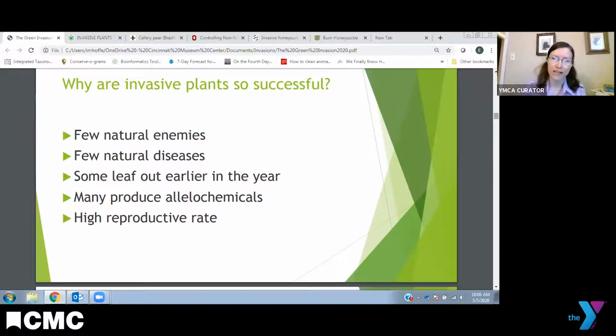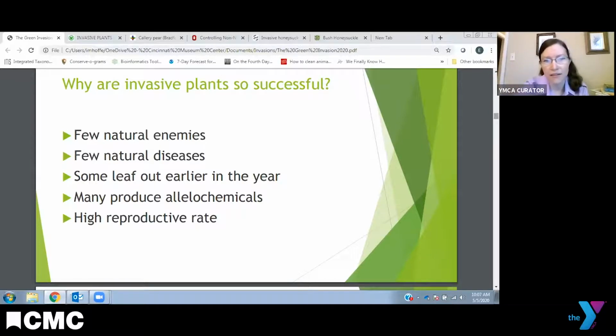Okay, so why are these invasive plants so successful here? So one thing is that they don't have many of their natural enemies. If you are a shrub from Asia and you are transported to North America, the animals that would normally eat you, the insects and the mammals, whatever else, they aren't here. So there's not much that's going to eat you. So you can put all your energy into just growing and reproducing and not have to worry about regrowing parts of you that have been chewed off.